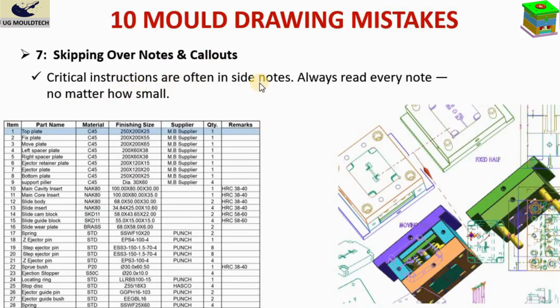And the next point is 7, skipping over notes and callouts. Critical instructions are often in the side notes. Always read every note, no matter how small it is. We should check each and every note given in the drawing, the BOM, or the design for manufacturing. Mostly the company requires a specific standard of HRC or some texture that is given in the BOM, or in the ESI, or in the drawing.